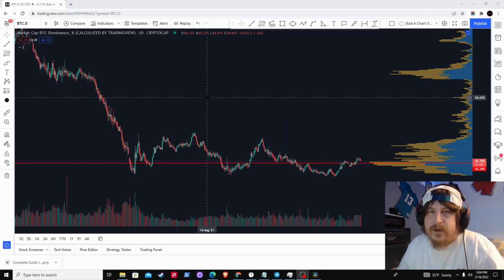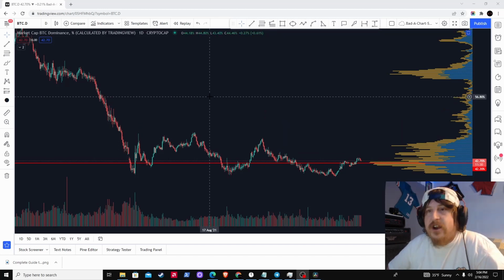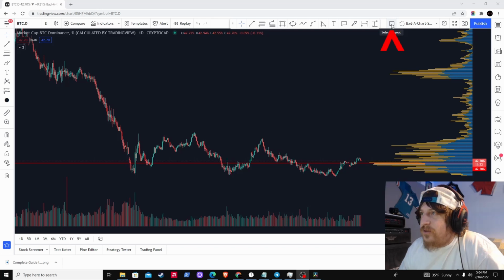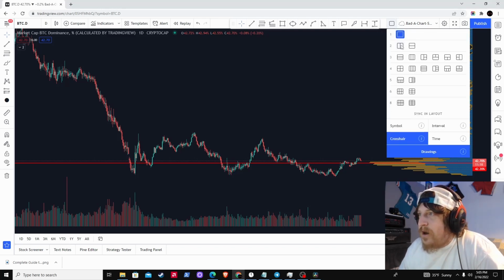Now to finish up, we just want to quickly highlight a couple of scenarios that played out that align with what we were showing you previously on that Bitcoin cycle chart. So I'm back on the Bitcoin dominance. I'm going to go up here on the top right to this little square that says select layout. We're going to click that, and I'm going to do the layout where it shows charts side by side. Go ahead and click there.